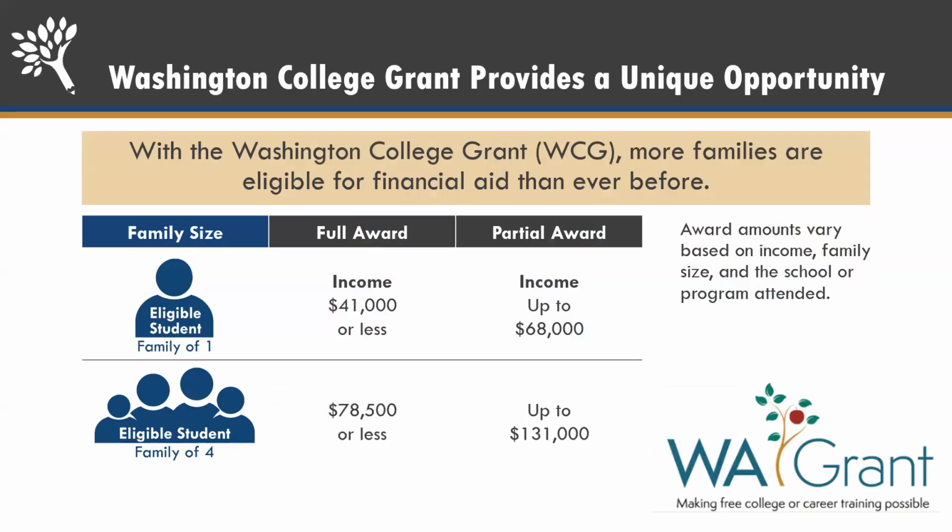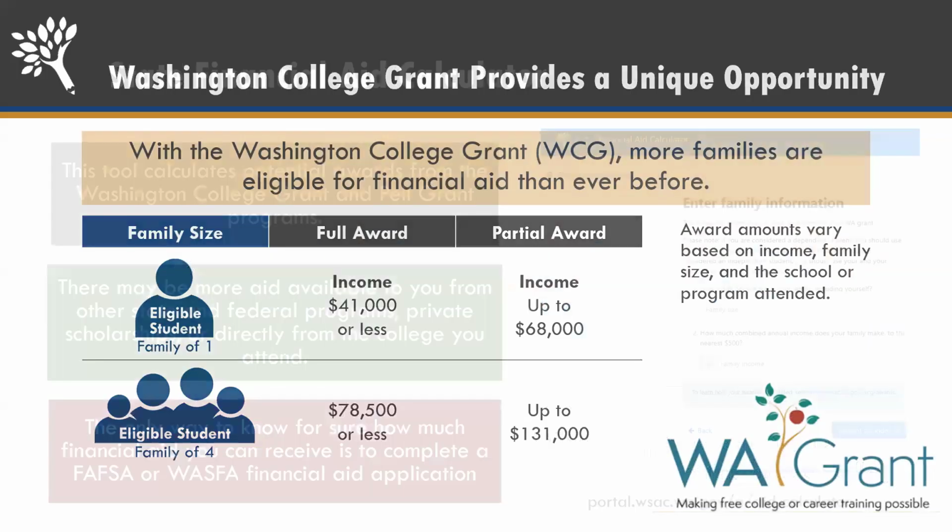And so what I love about this program is that a family of four making up to $131,000 a year can get some gift aid through the Washington College Grant, which is amazing. And if a family of four makes $78,500 or less, they're going to get a full tuition award.